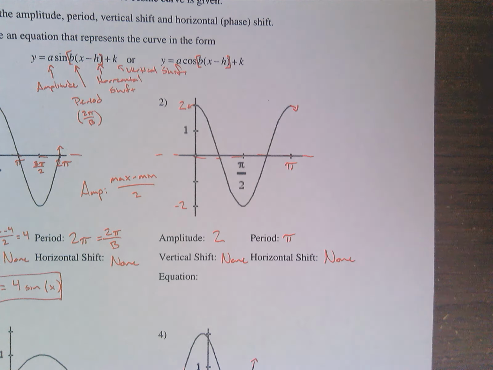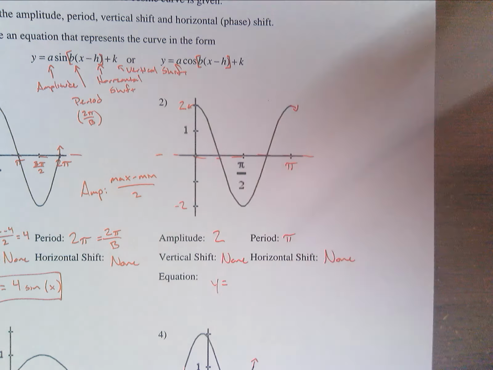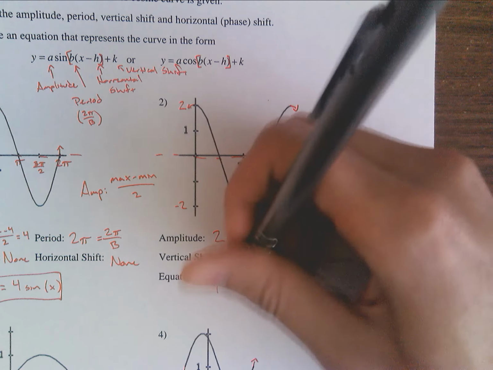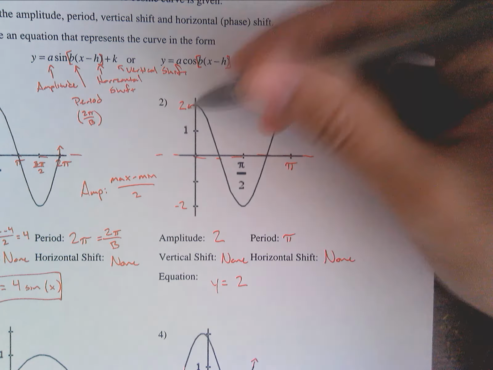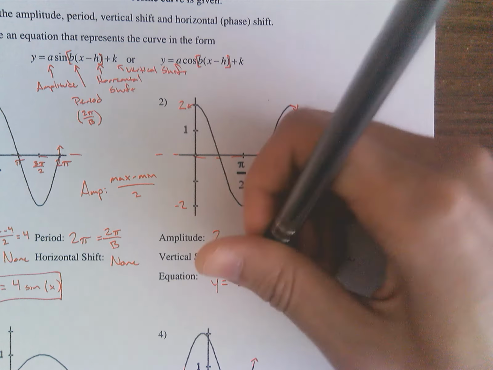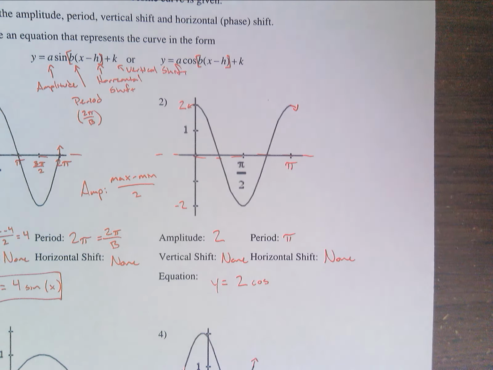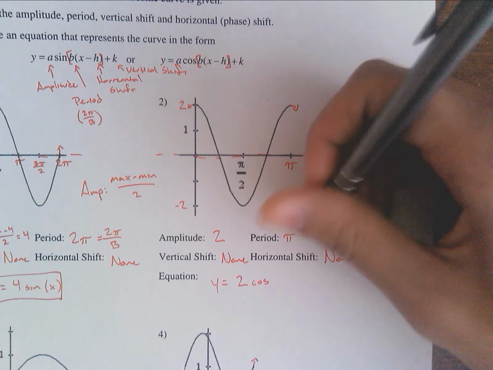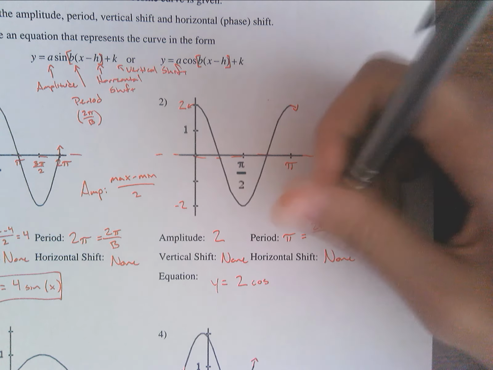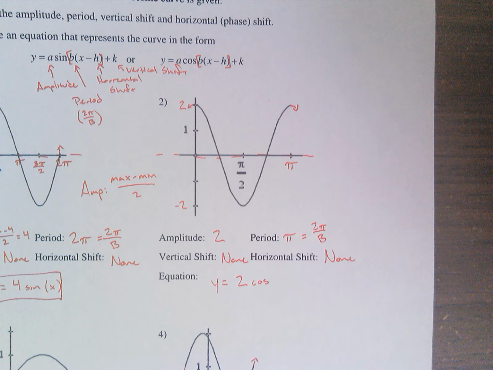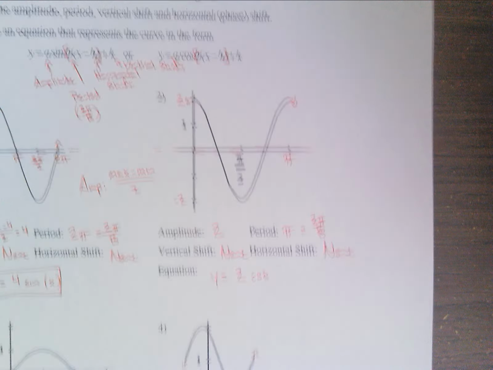To write our equation, we have y equals a. A is our amplitude, 2. We're graphing the positive cosine. B, well, we need to find b, so let's set up our equation. We know period is 2 pi over b. So b equals 2 pi over pi, or just 2.